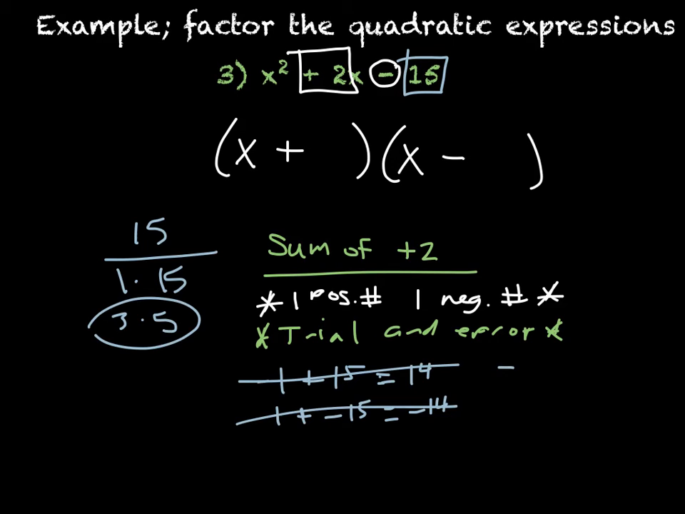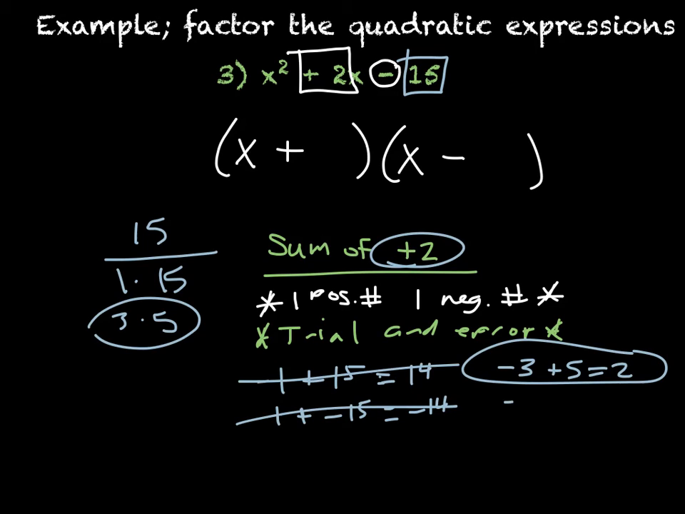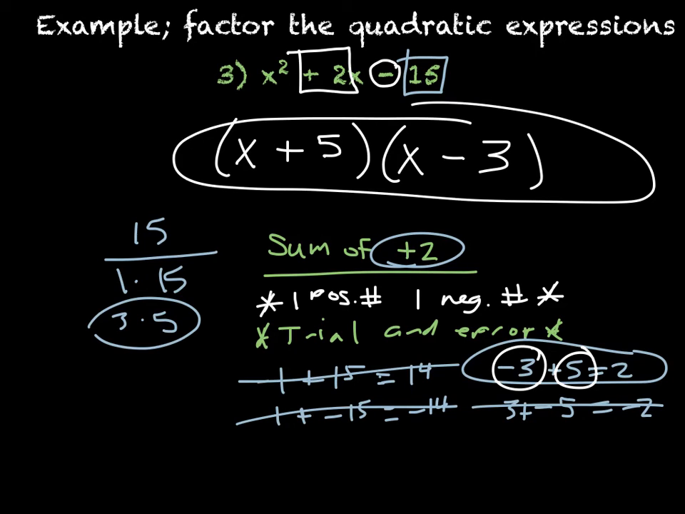So if it's a negative 3 plus 5, I get 2. So that would be my answer because that's what I'm looking for, a positive 2. If I tried 3 minus 5, or plus a negative 5, that would be a negative 2, which is not the answer I want. So I know my 3 is negative and my 5 is positive. So I'm going to put my 5 with the plus and my 3 with the negative. And that would be your final answer.